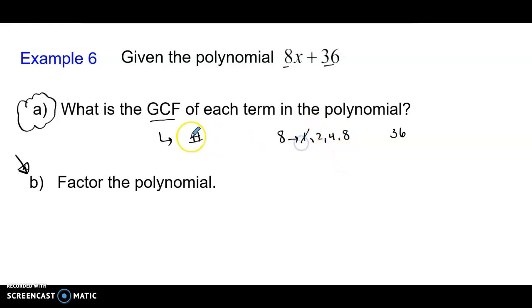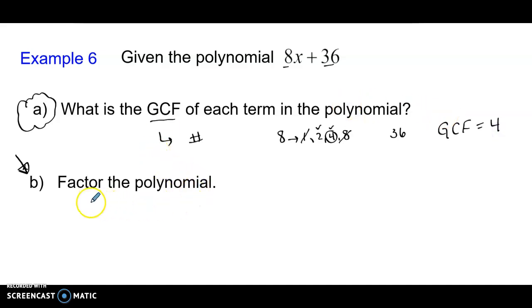1, we don't consider the greatest common factor. 1 is a factor for every number. Does 2 go into 36? Yes, it's even. Does 4 go into 36? Yes, 4 times 9 is 36. Does 8 go into 36? No. So the largest number that goes into both 8 and 36 is 4.